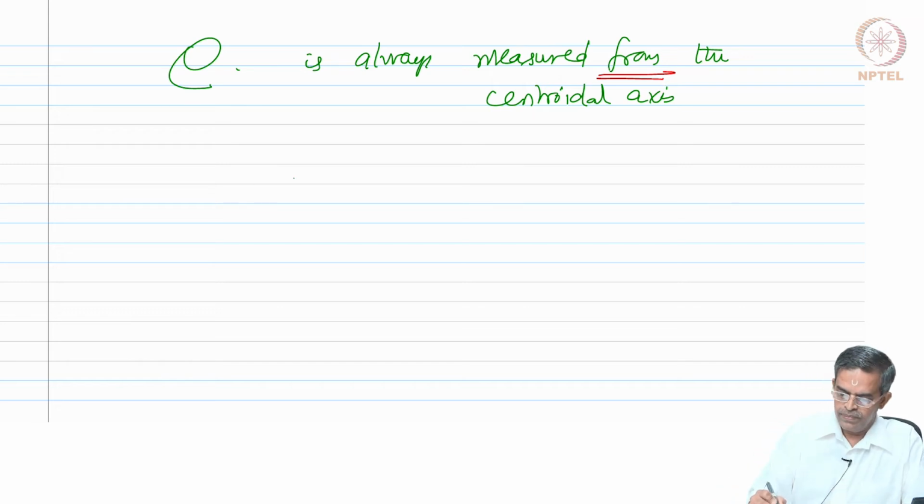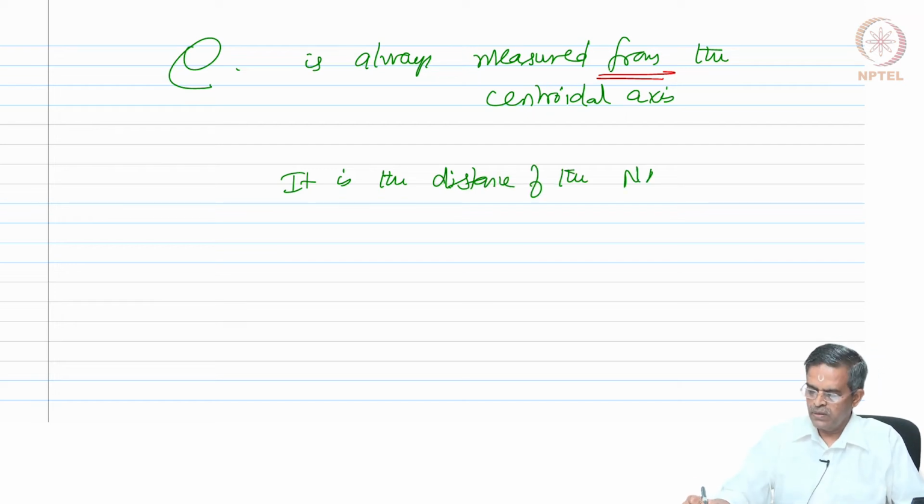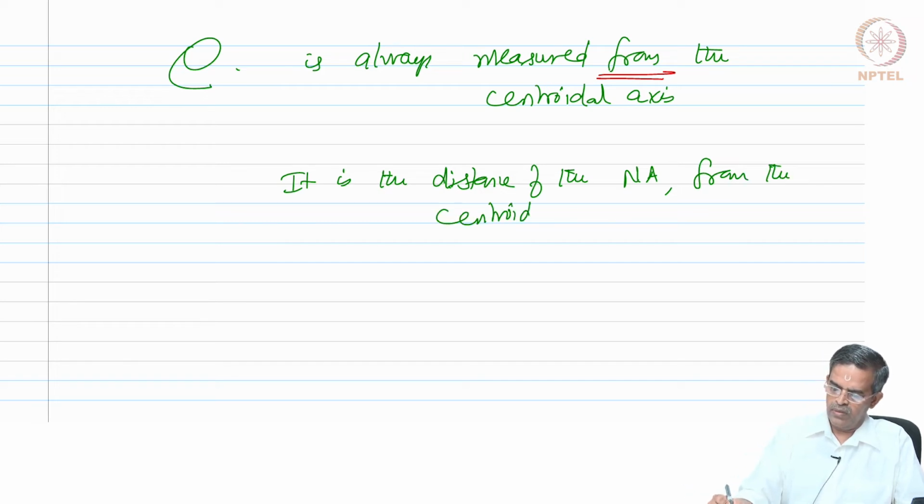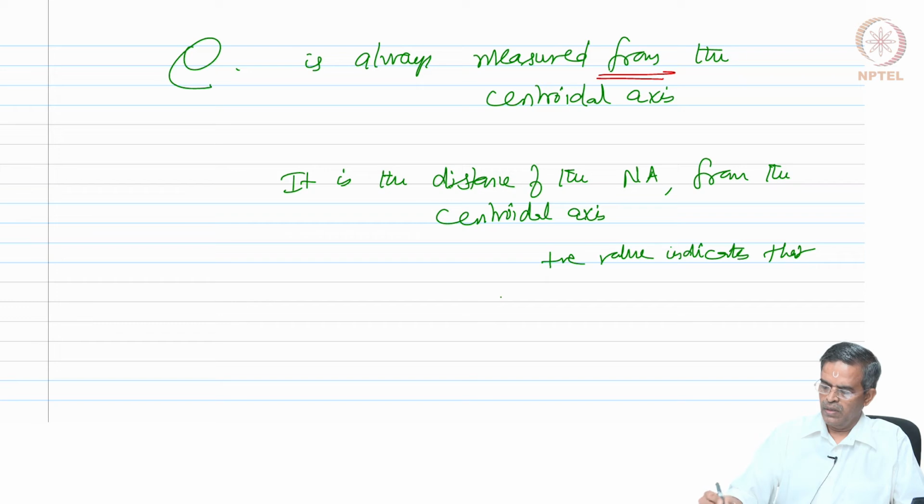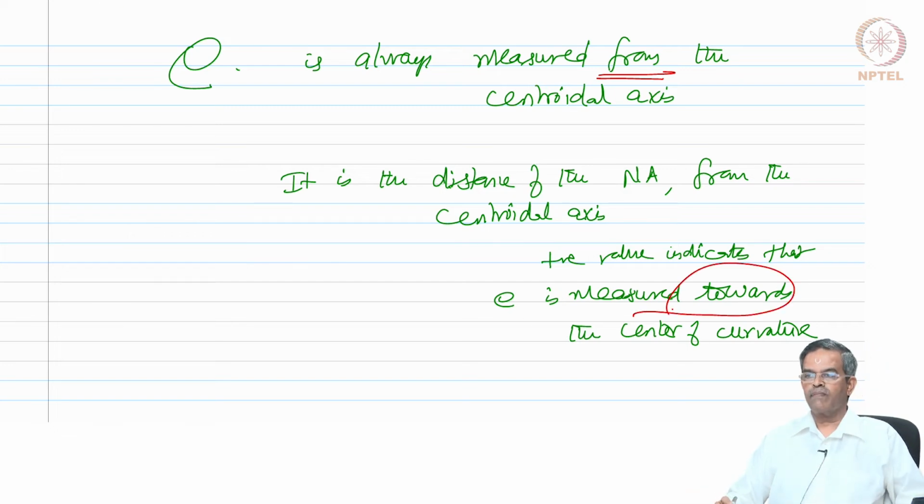And e is the distance of the neutral axis from the centroidal axis. A positive value indicates that e is measured towards the center of curvature. That is very important, friends. Okay.